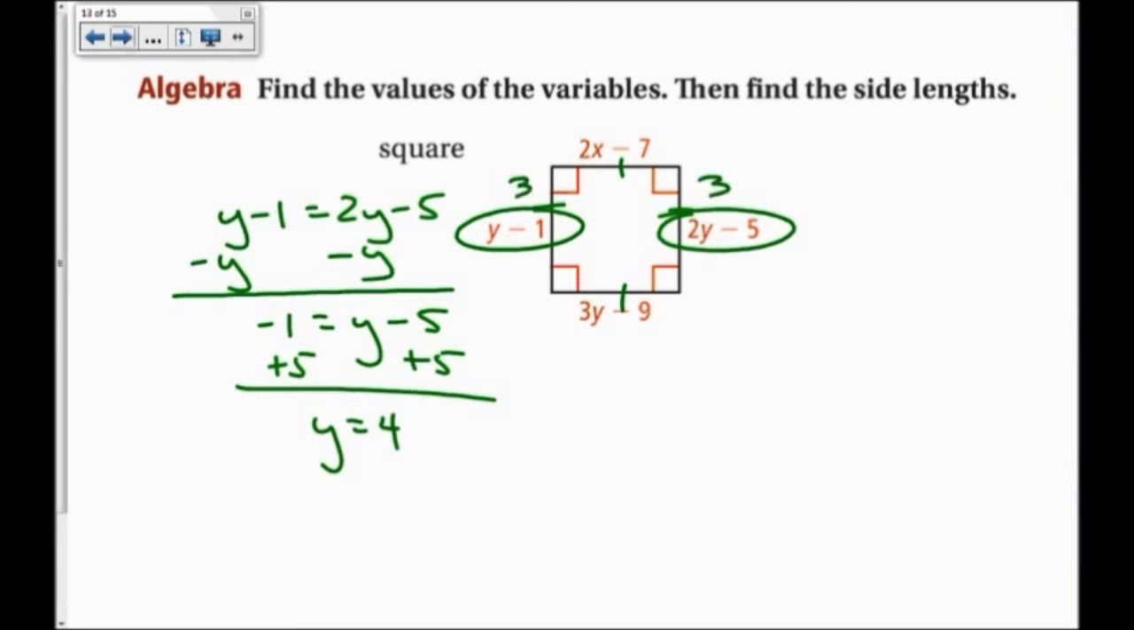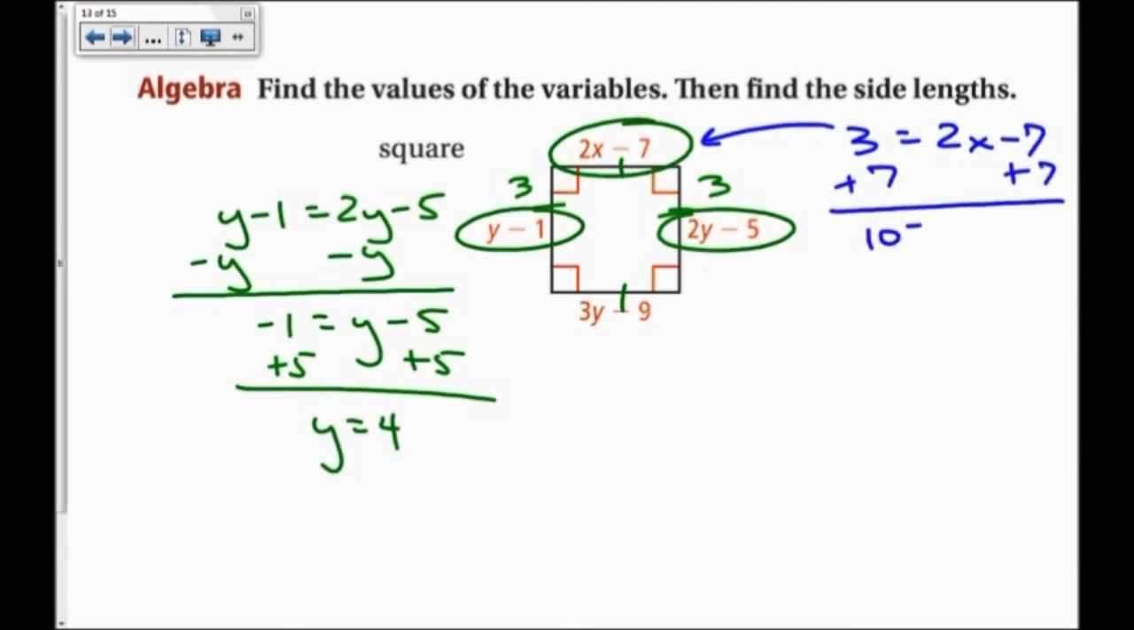So y is 4, and so y minus 1 must be 3. This is also 3. And so this length must also be equal to 3, because all the sides are the same. So 3 is equal to 2x minus 7. I'll add 7 to both sides. And 10 is equal to 2x. Divide both sides by 2. X is equal to 5.